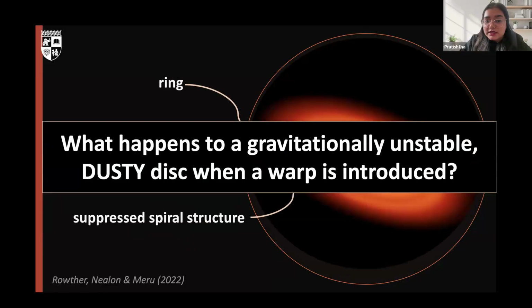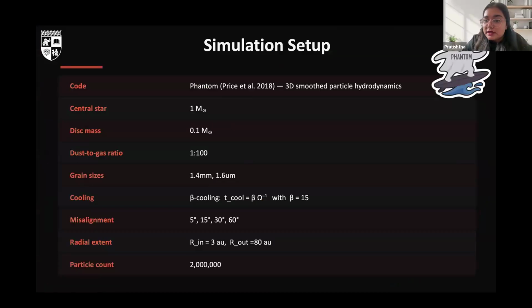Now, the question I'm trying to ask is what happens to a gravitationally unstable dusty disk when a warp is introduced? These were gas-only simulations. What would happen if we introduced dust into the mix? To do that, I've performed simulations with Phantom. I've taken a star mass of 1 solar mass and a disk mass of 0.1 solar masses. The dust-to-gas ratio is 1:100, and we're taking a one-fluid simulation with two dust grain sizes, 1.4 mm and 1.6 microns. We made these choices in case we want to perform synthetic observations. These sizes would be relevant to what we can see with ALMA or JWST.